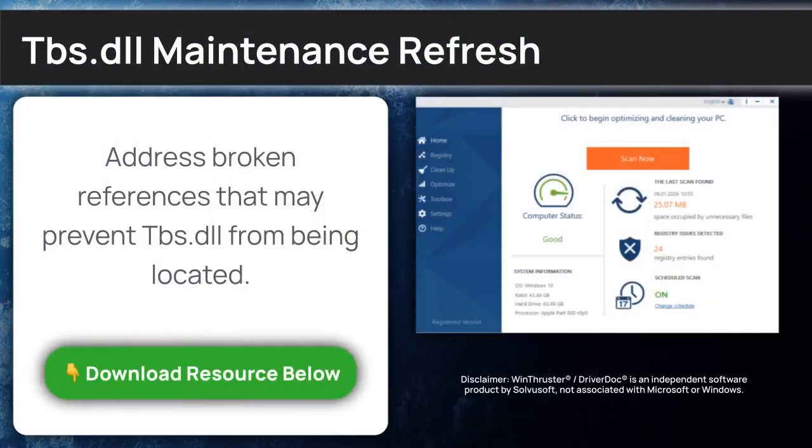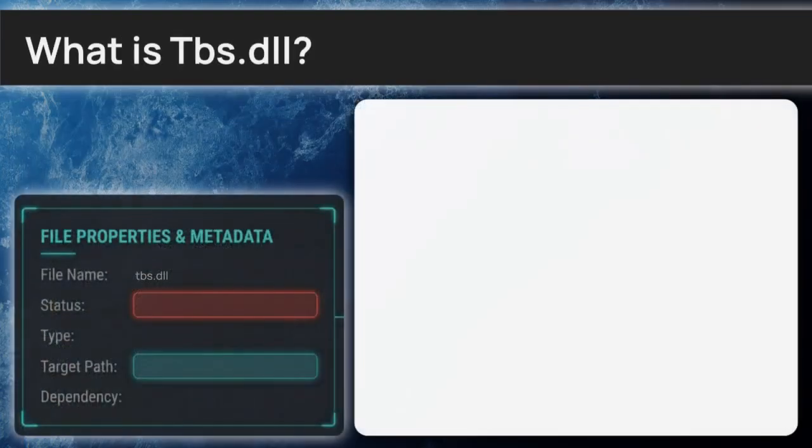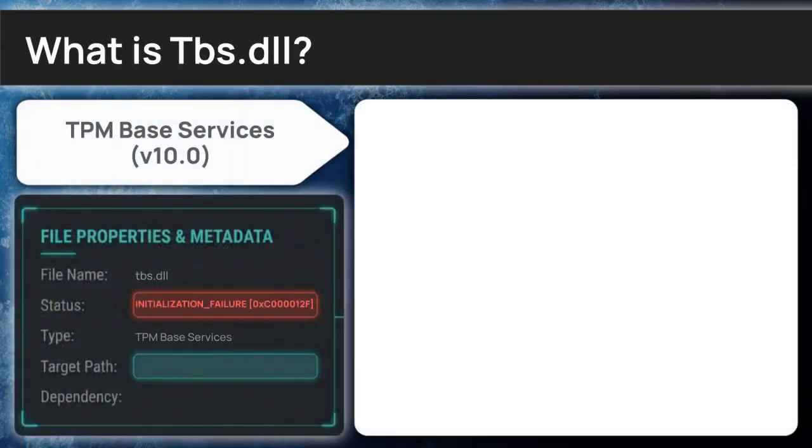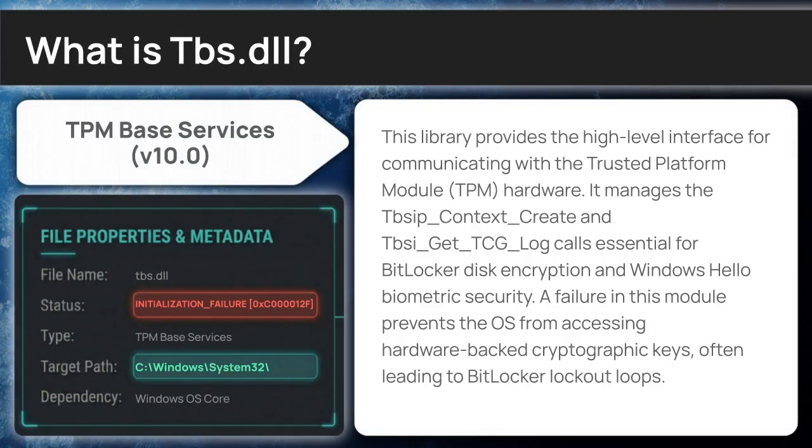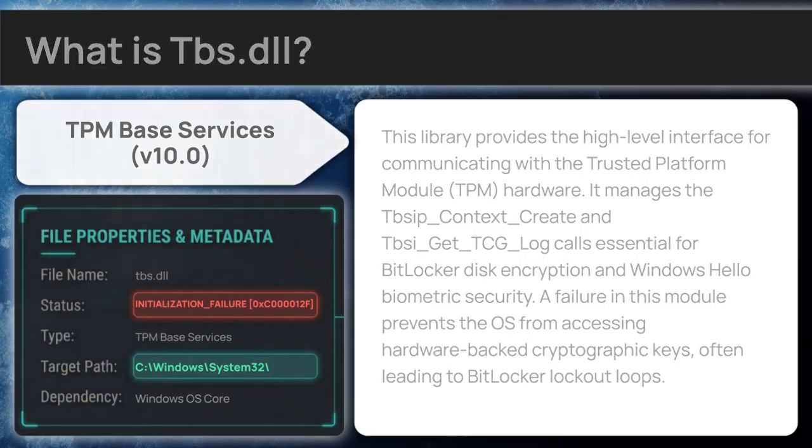optimize your system configuration. This is the TPM Base Services. This library provides the high-level interface for communicating with the Trusted Platform Module, TPM hardware. It manages the TBSI context, create, and TBSI get TCG log calls essential for BitLocker disk encryption and Windows Hello biometric security. A failure in this module prevents the OS from accessing hardware-backed cryptographic keys, often leading to BitLocker lockout loops. Now let's apply the fix by reinstalling the shared system library.